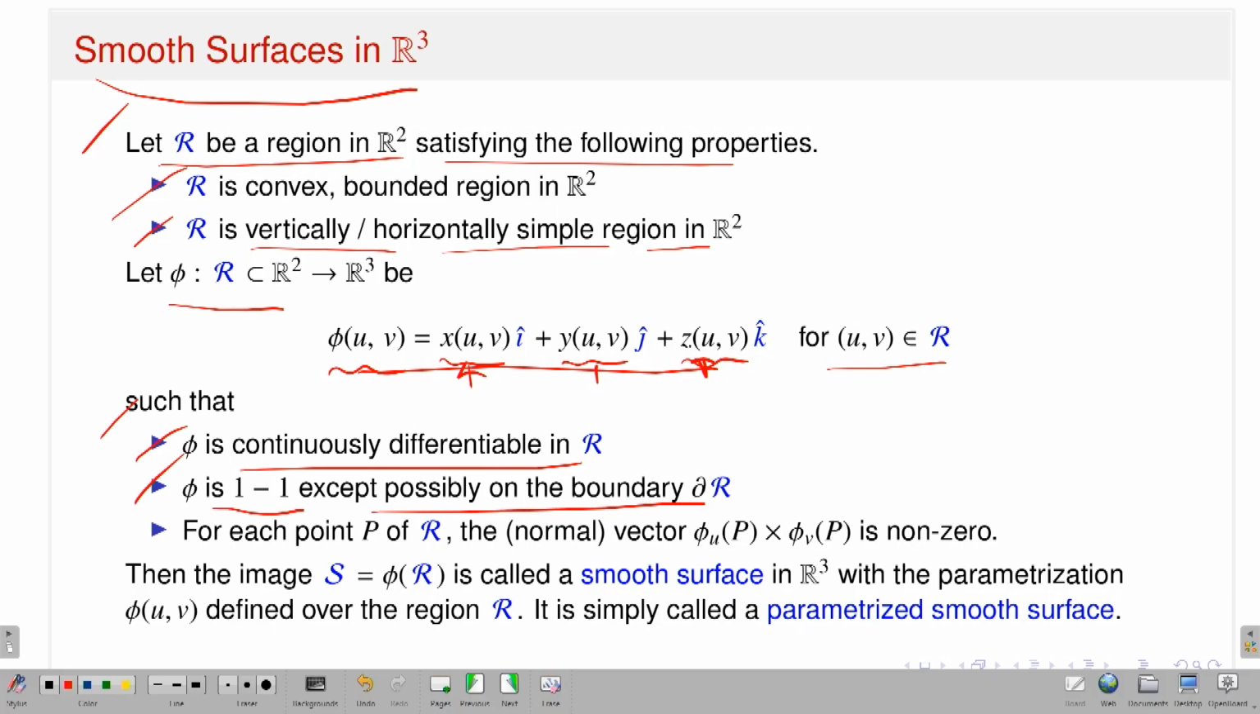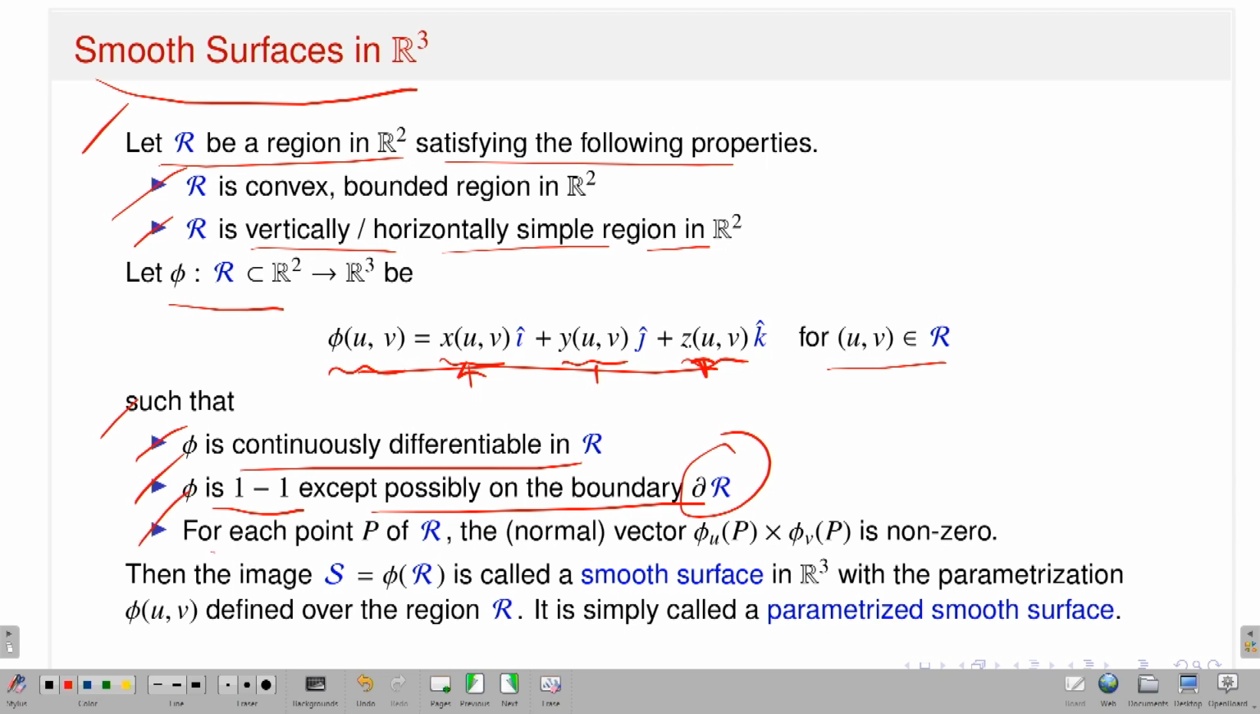Now if I have a region R in R2, it will have a boundary denoted by delta of R. If I look at the interior region bounded by this delta of R, that means the boundary of R, in that interior region my function should be injective, or 1-1. And what is the third one?